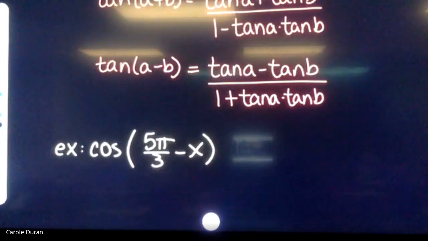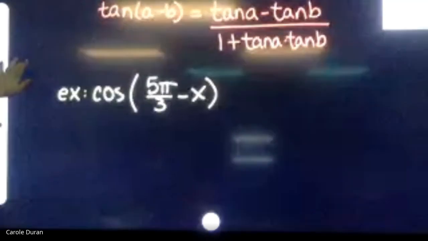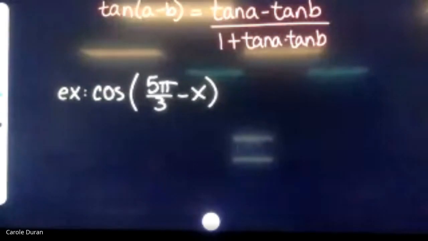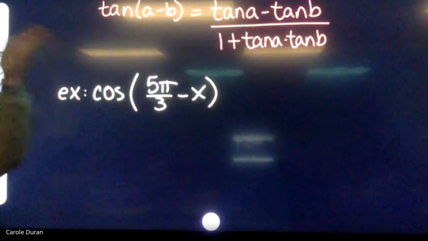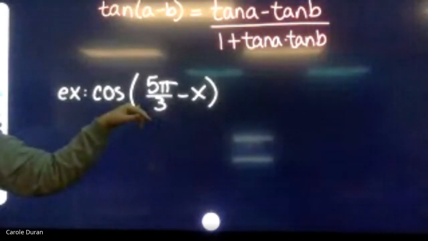So as I'm looking at this, the example I have is cosine of 5 pi over 3 minus x. So that means I'm going to go to my list of identities and find the one that is cosine of angle A minus angle B. That should have been the fourth one that we wrote. Y'all see how I identified that one? Because it's cosine, it's subtraction. Super easy. So 5 pi over 3 is my angle A. X is my angle B.